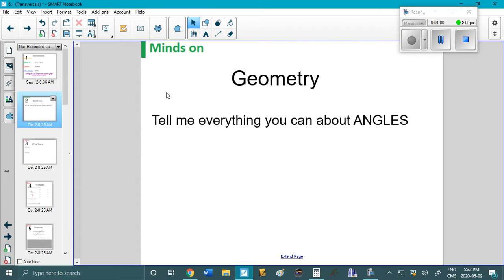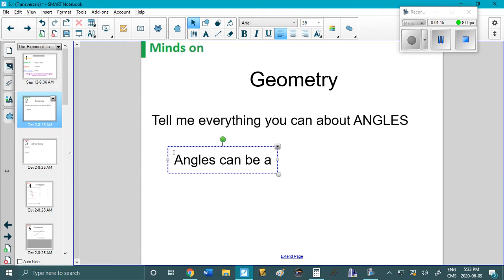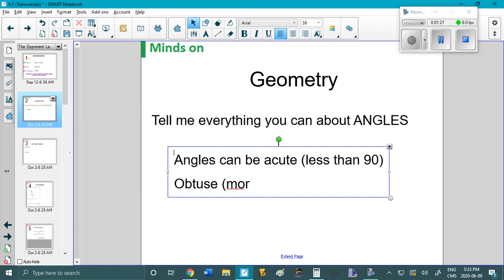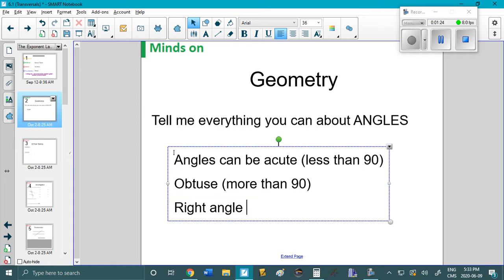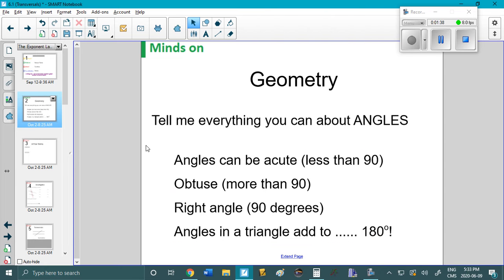All right, so the unit's called geometry. The first thing I want you to do is think about angles. What do you know about angles? Okay, so what do we know? Angles can be acute, less than 90, obtuse, more than 90, right angle, 90 degrees. Angles in a triangle add to 180 degrees. That's very important, probably the most important thing. All right, if you knew those things, you're good to go. If you didn't, now you do.